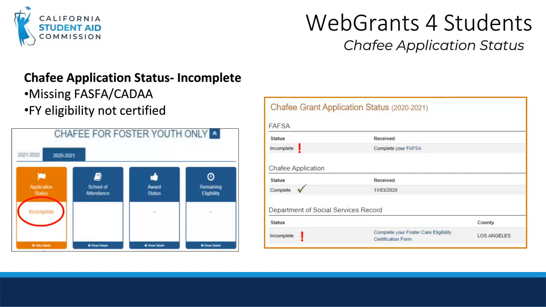The status of all types of state aid that the student applied for, the Cal Grant, Chaffee Grant, and Middle Class Scholarship, will appear on the portal. Right away, we see that this student's application status is incomplete. If you open up the details, we see the reason. The FAFSA or DREAM Act application was not submitted, and foster youth status was not automatically verified by CDSS. So the student is being prompted to complete the foster youth care eligibility form, which we saw on the same website as the online Chaffee application earlier in this presentation.